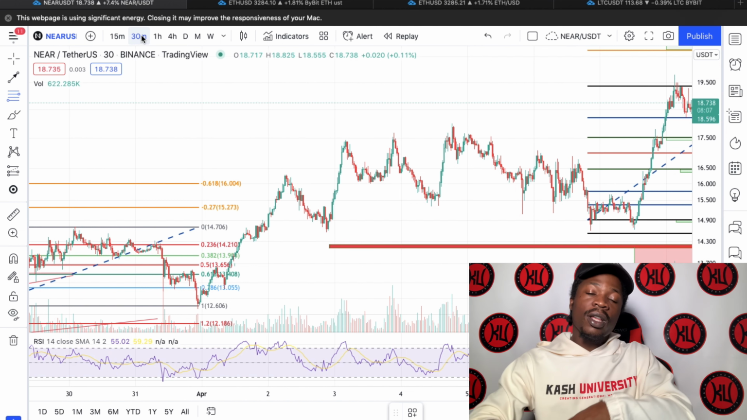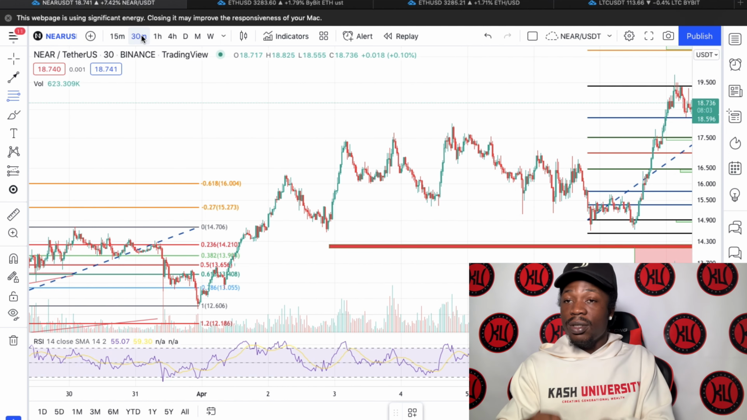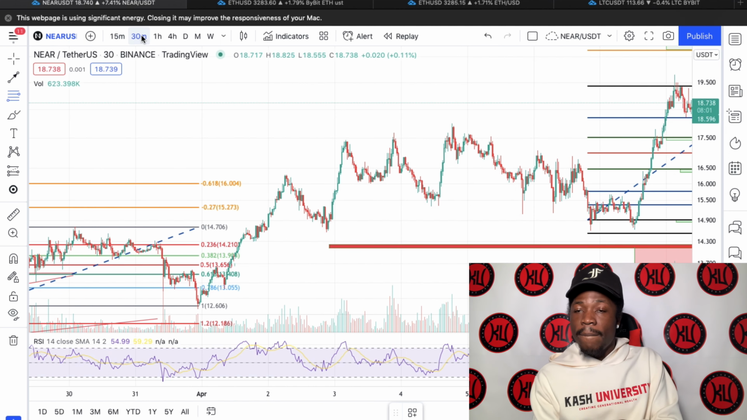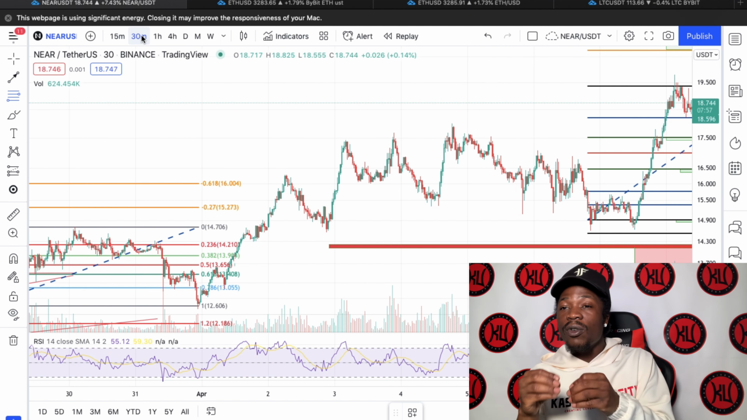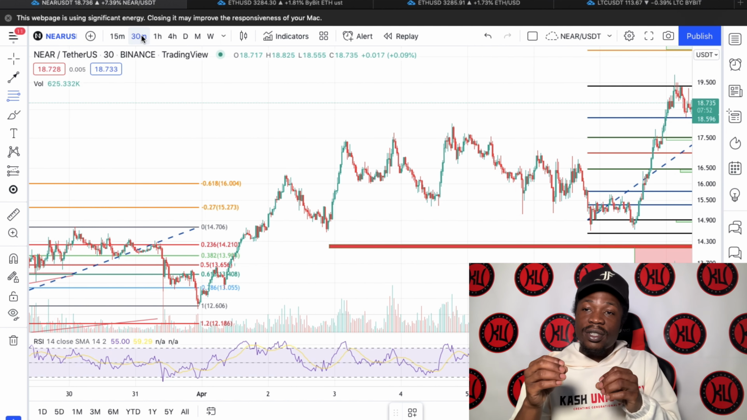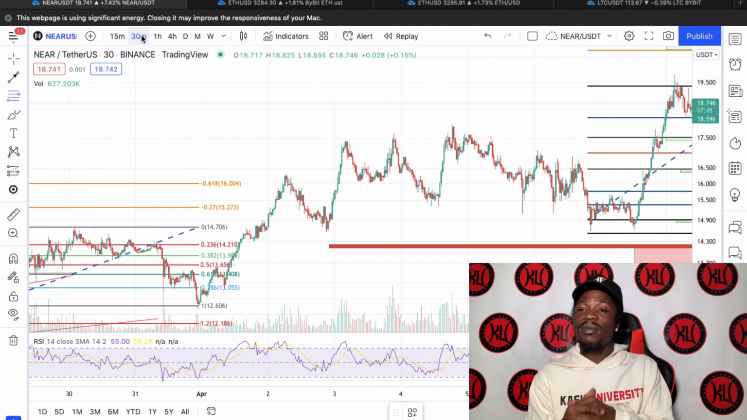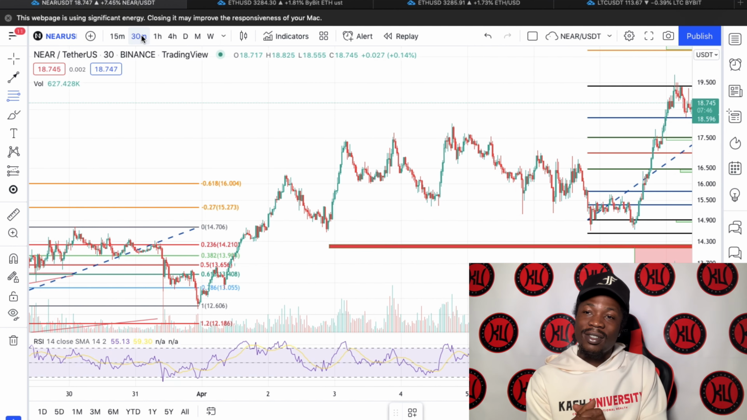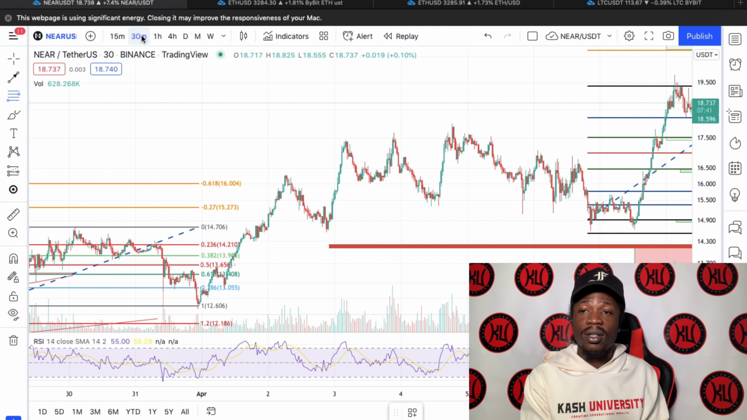If you see a move on the daily time frame, you get your entry on the H1. If you see a move on the H4 time frame, you get your entry on the M30. Remember that. Don't enter your trade on the H4. Get your entry on the M30.